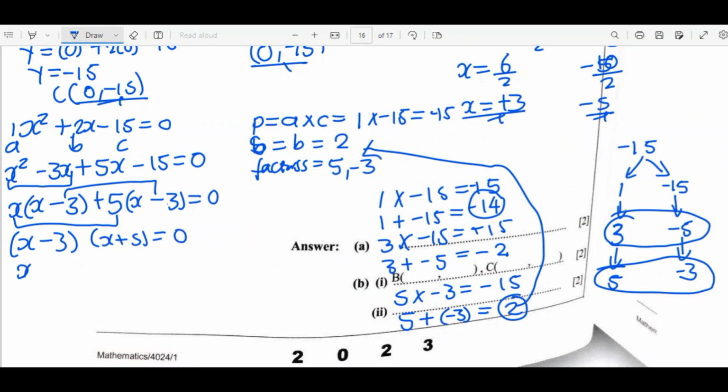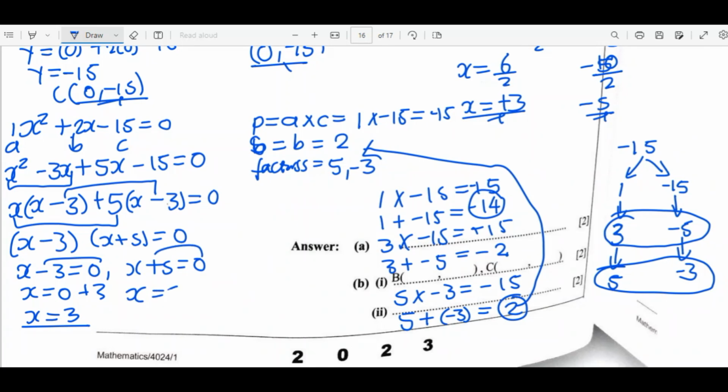Then we equate each factor to 0. So x minus 3 equals 0, if we shift, it should be plus 3, so x is equal to positive 3. Then here, x plus 5 equals 0, so x is equal to 0 minus 5, which is x is equal to negative 5. We are able to get the same values.